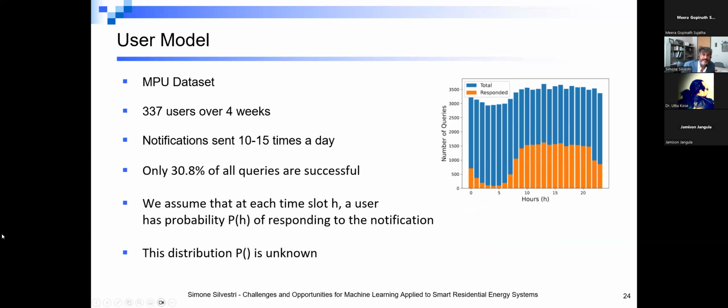So to give you an idea of how users actually behave, there's a question and answer. I don't know, am I supposed to consider this now or at the end?